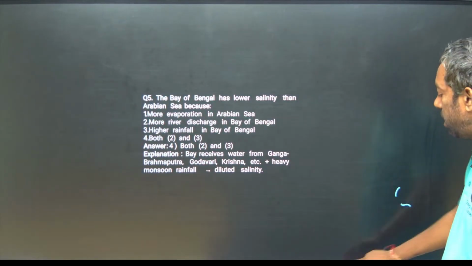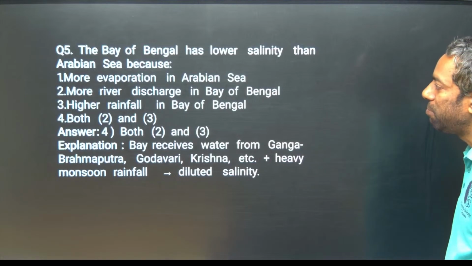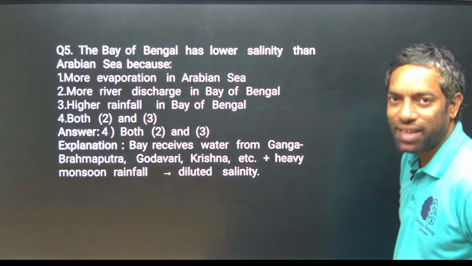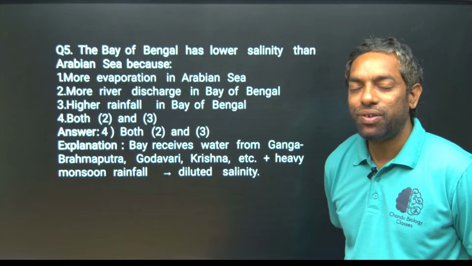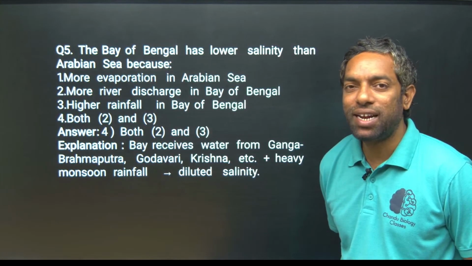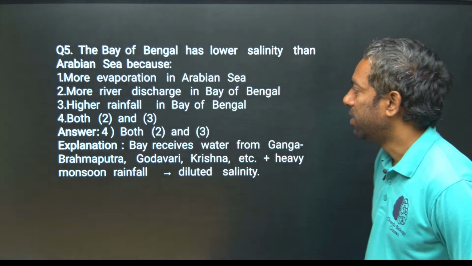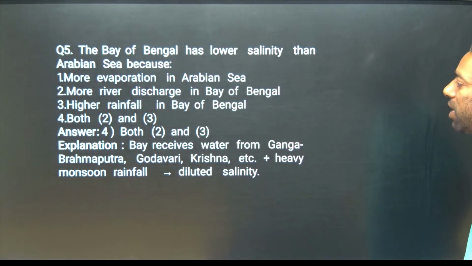Bay of Bengal has lower salinity than Arabian Sea because, of course, many rivers enter into the Bay of Bengal, unlike the Arabian Sea. If rivers enter, river water salinity is very low, so that leads to low salinity. More evaporation in Arabian Sea, no. More river discharge in Bay of Bengal is the right answer, and higher rainfall in Bay of Bengal is also a right answer.